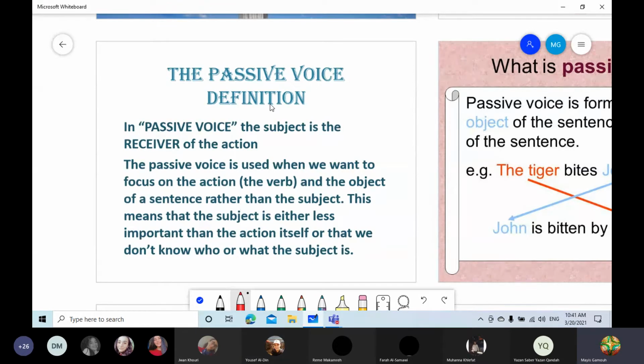The passive voice, the definition of it. In passive voice, للمبني للمجهول, the subject is the receiver of the action, as we said. So the subject will become the receiver, المتلقي of the action. The passive voice is used when, do we use it? When we want to focus, and this is the main word, the key word, on the action, على الverb, on the verb itself, and the object of a sentence, the receiver of the sentence, rather than the subject. So here, the subject of our sentence in the active voice is not as important as the action itself and the receiver, the object of the sentence.